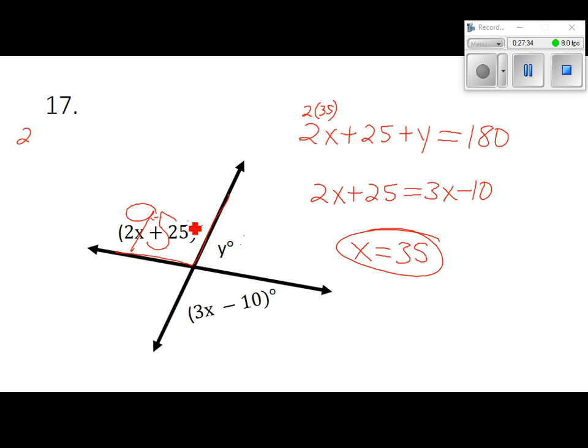95 degrees. If that angle's 95 degrees, what do you know about this angle and this angle? They add up to 180. So what's the easiest way to find y probably? 180 minus 95. What's that give you? 85. So what's y equal? 85.